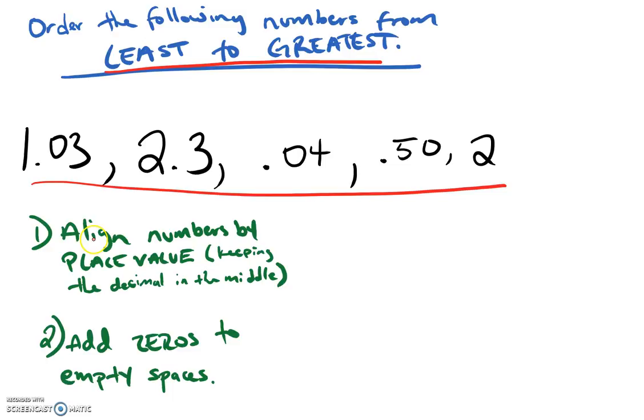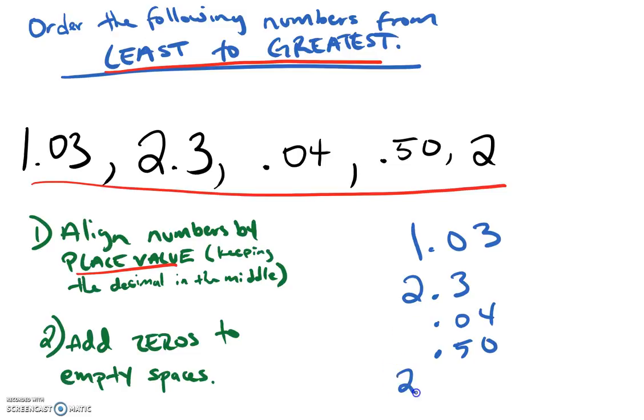We must align the numbers by place value, or by keeping the decimal in the middle. And let me do that. So if we align the numbers by place value, then I'd put 1.03, and then I'd follow it with 2.3, keeping the decimal right here in the middle, and then 0.04, and then I'd follow it with 0.50, and then last but not least, 2.